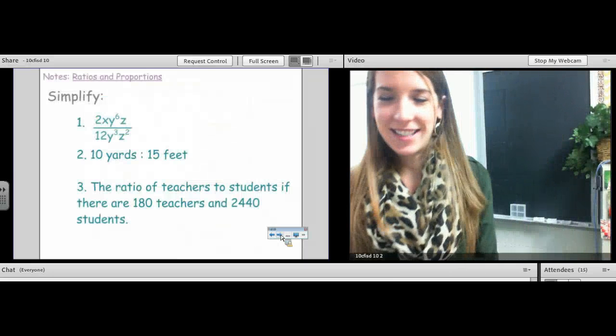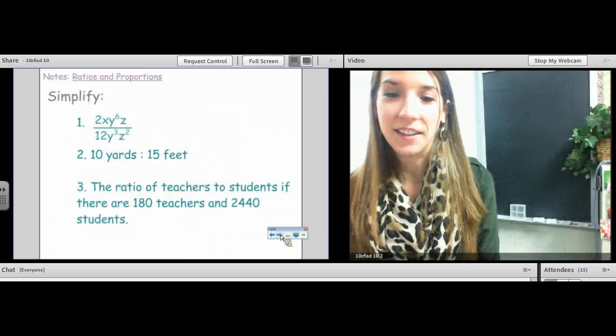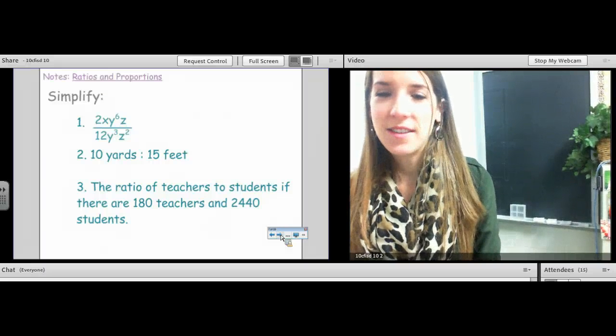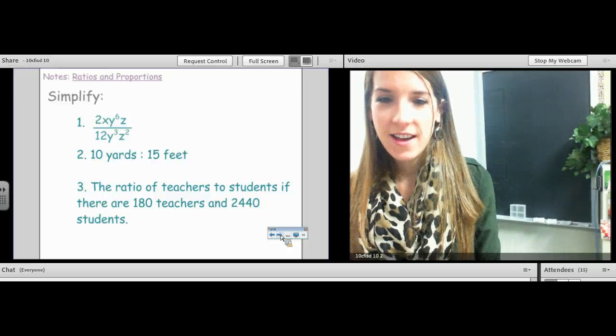All right, so let's get into some more ratios. Let's get a little bit tougher right away. Something about this dog. So go ahead and do these three in your notes, see what you get, and then we'll talk about them.